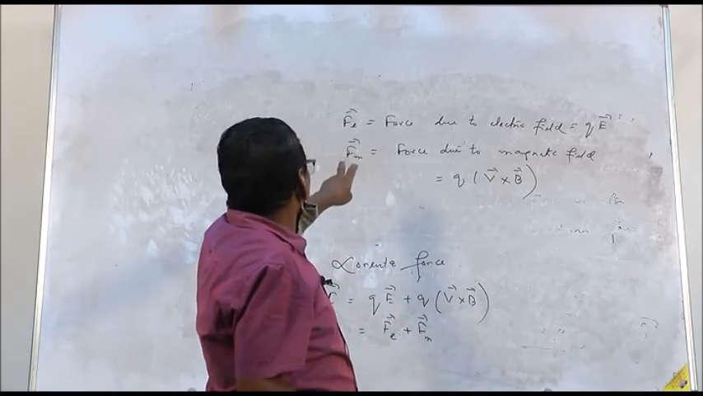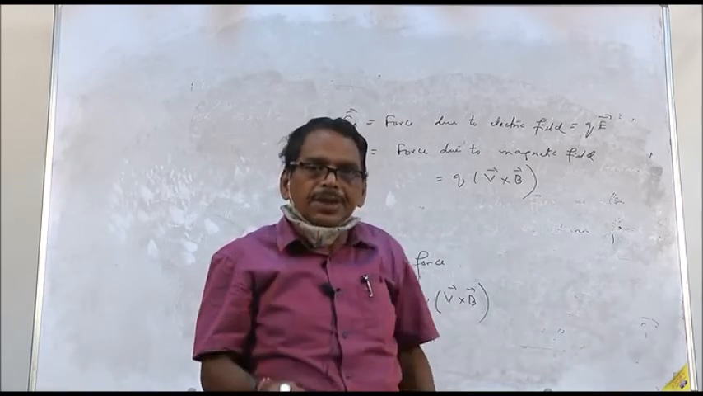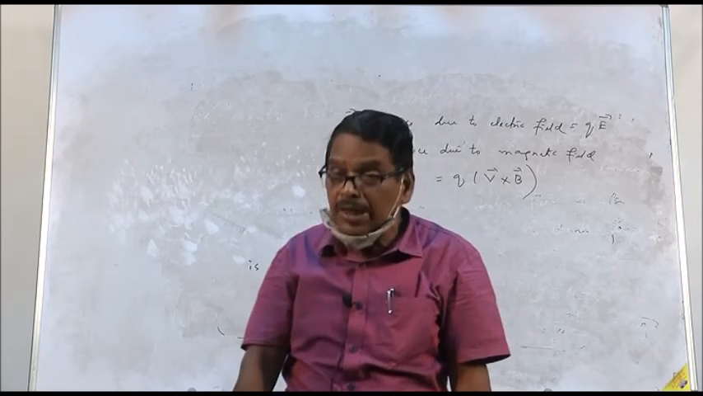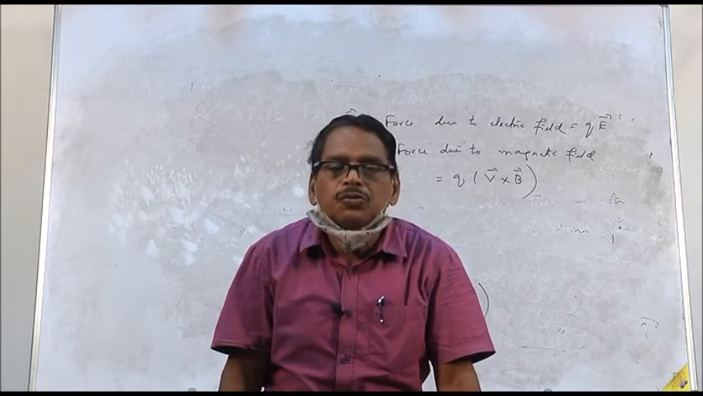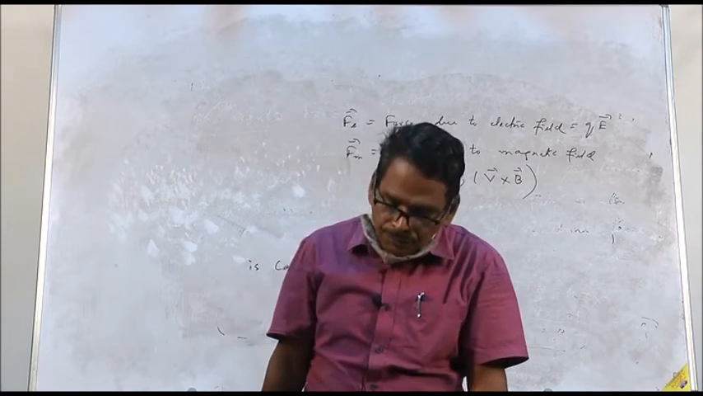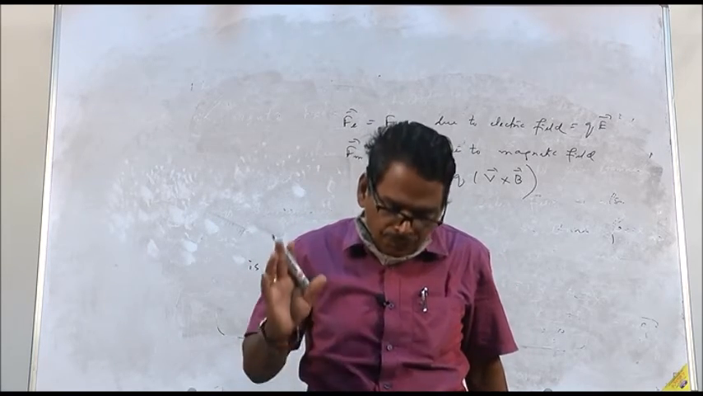You write like this: when a charged particle is subjected to electric field and magnetic field simultaneously, it experiences force due to electric field and it experiences force due to magnetic field. The resultant force is called Lorentz force.